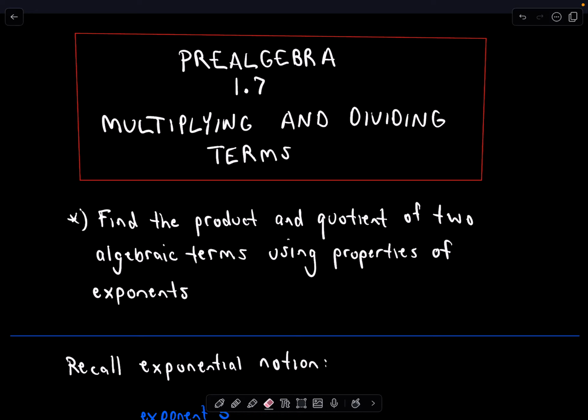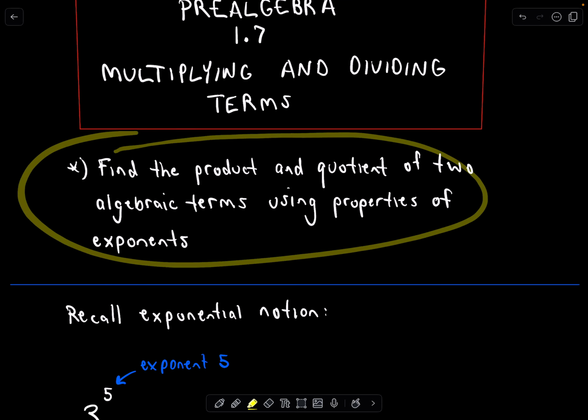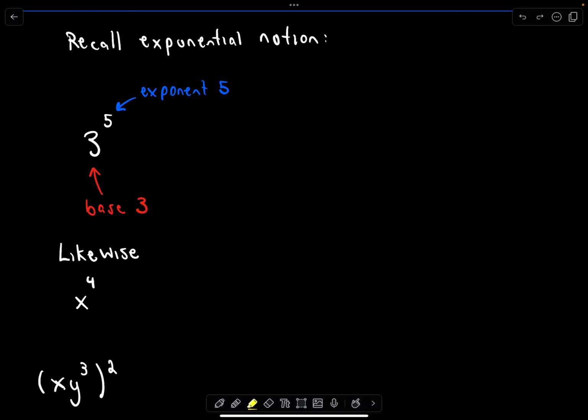So this is going to be section 1.7 of my pre-algebra series, and here we're going to talk about multiplying and dividing terms. So again, just some more of the algebraic rules that tell us how to simplify expressions using multiplication and division. And that's what it says we're basically going to do here. Just find the product and quotient of two algebraic terms using properties of exponents. So we'll talk about the formulas and try to come up with some notation here, and then we'll just do a bunch of examples.